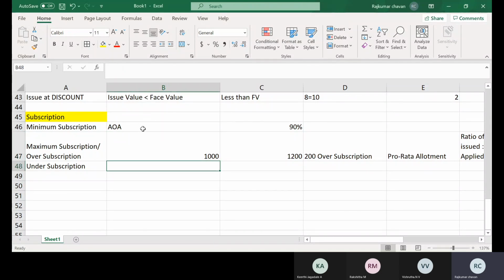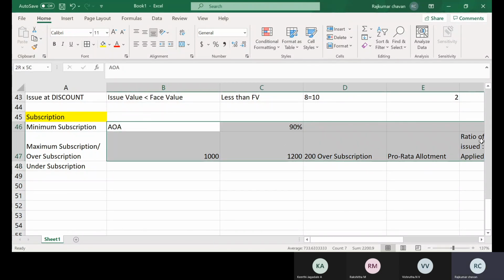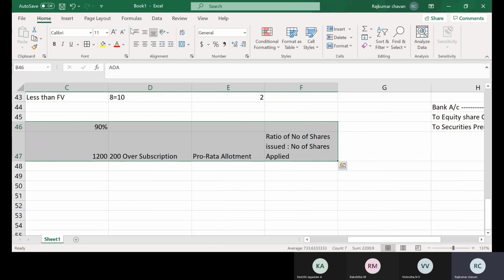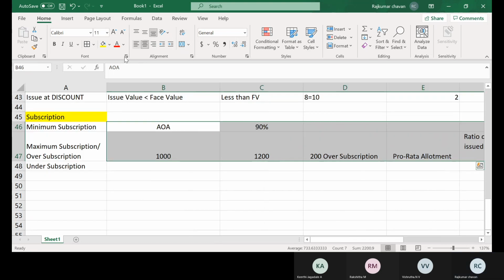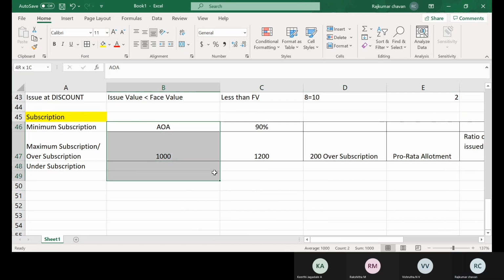Okay, so what do they do in that case? What is under subscription now then? What is under subscription? What do you think? So the 90% will not be satisfied or fulfilled. Under subscribed means where the company receives applications for fewer shares than are offered to the public.